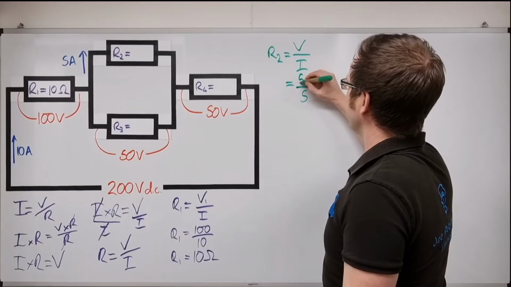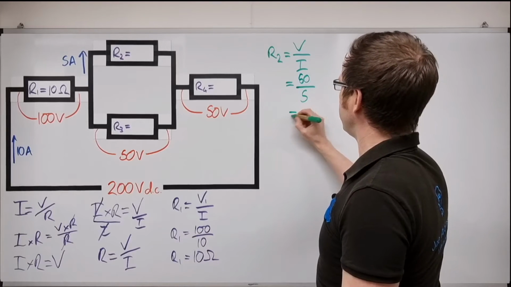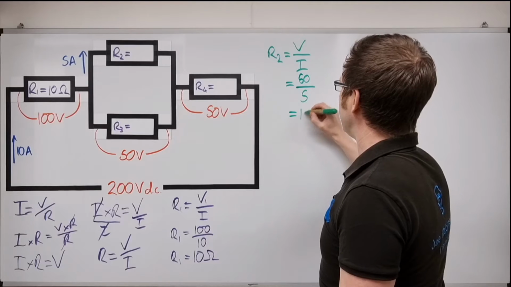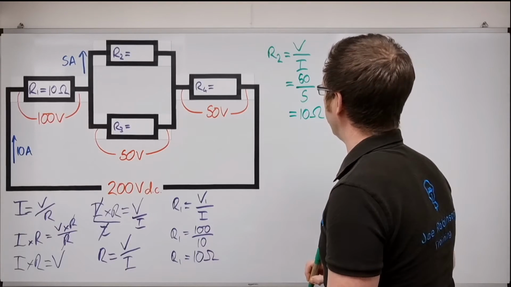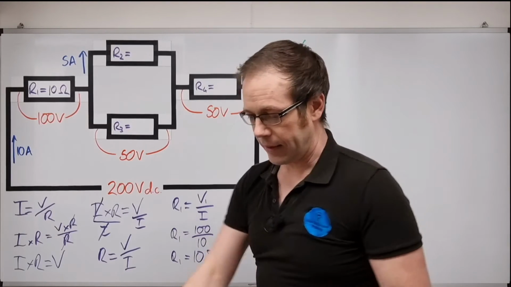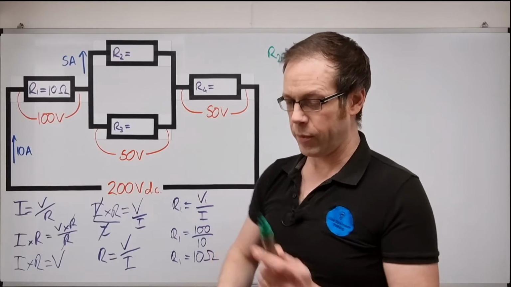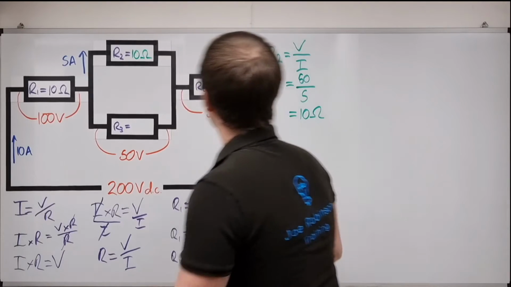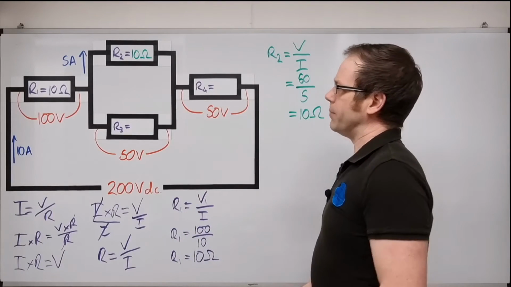So therefore we've got 50 volts, and that's going to give us 50 divided by 5. That's going to give us an R2 of 10 ohms. So there we go, R2 is equal to 10 ohms. I'm going to put that in green so that we can match the answer to the relevant calculation.